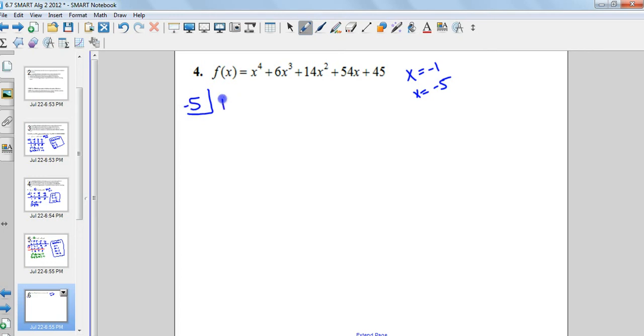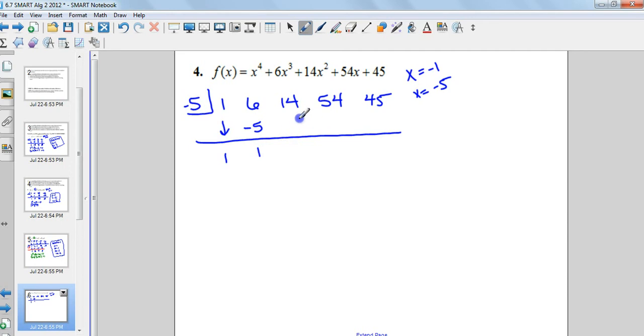Our coefficients are 1, 6, 14, 54, and 45. And let's break this down. So we're going to bring down the 1 and then multiply, add a whole bunch of times. So -5 adds up to a 1. 1 times -5 is -5. That adds up to a 9. 9 times -5 is -45. That adds up to a 9. 9 times -5 is -45 again, which gives me a remainder of 0.